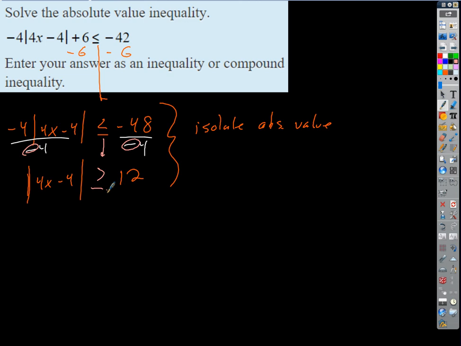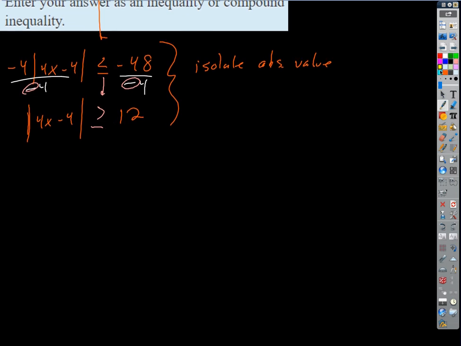Okay, so we isolated the absolute value. Now we've got to do our trick though. We've got to make our trade. What's the trade we make when we have the absolute value? You can mess with anything inside the absolute values. We get the absolute value of something is greater than or equal to a number. What's the trade we make? Is that an AND or an OR?